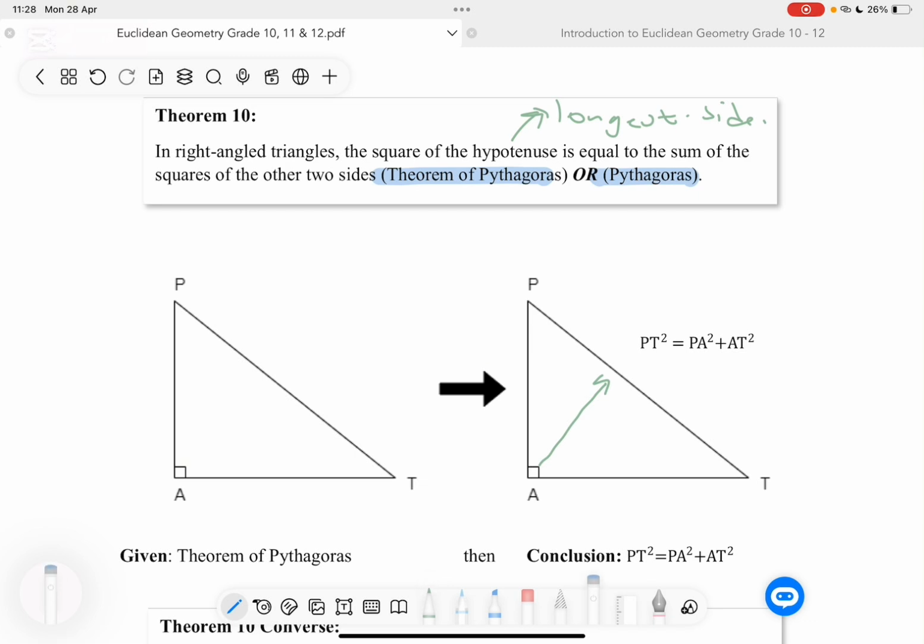Now, if we take this longest side PT and we square it, it should be exactly the same as the sum of the squares. The sum means I add the other two sides, but it is the sum of the squares, meaning we square this one and also we square that one. We should get exactly the same number. If we get 10 here, we should also get 10 this side. And this is a very useful theorem to help us find any of the sides in this triangle.